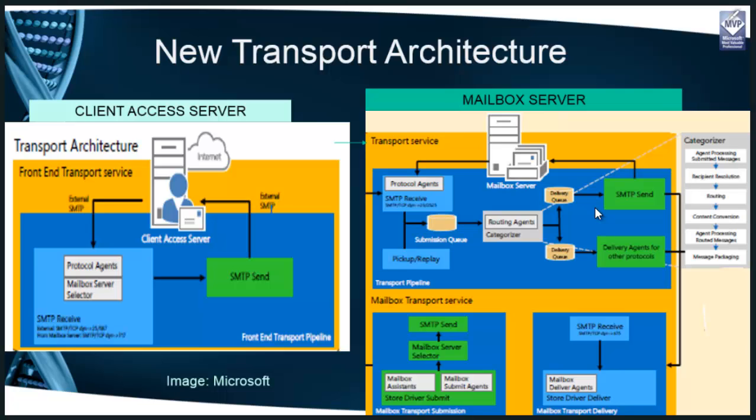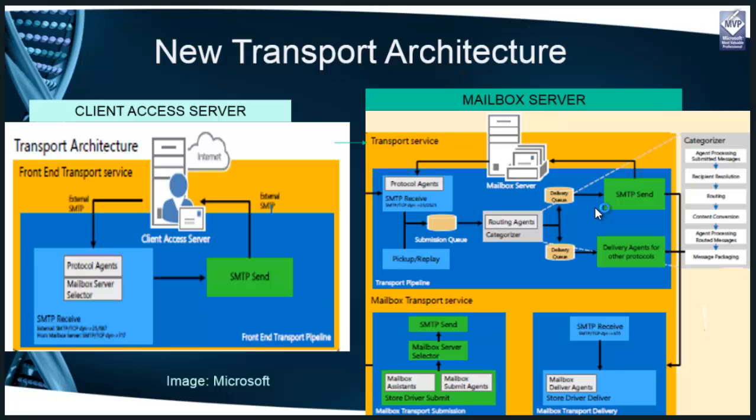All right, so on the mailbox server, the transport service resides, where SMTP receive accepts the email and does the categorization, routing, and then sends the email. Point to note that you can see the store driver has moved out of the transport service, which was there in Exchange 2010.